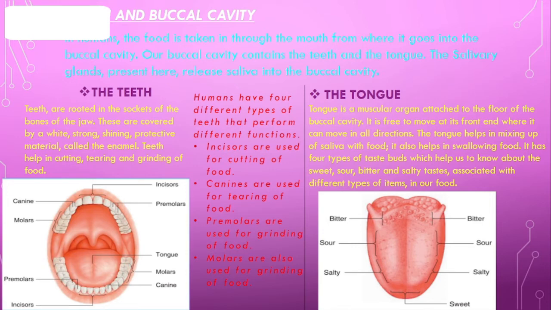The tongue. Tongue is a muscular organ attached to the floor of the buccal cavity. It is free to move at its front, where it can move in all directions. The tongue helps in mixing up of saliva with food. It also helps in swallowing food. It has four types of taste buds which help us to know about the sweet, sour, bitter, and salty taste associated with the different types of items in our food.